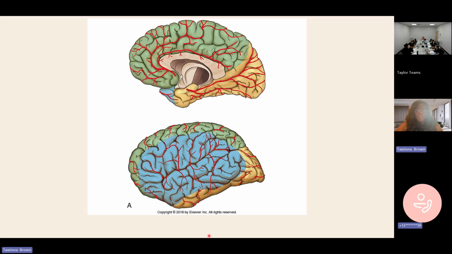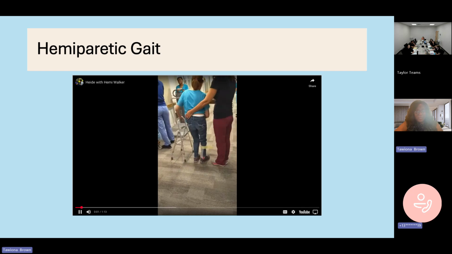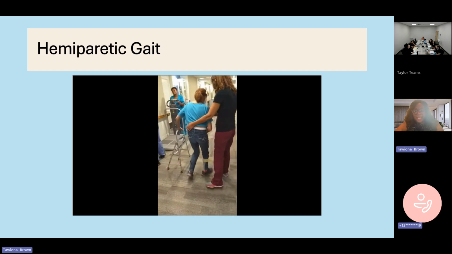Okay, so now what I want to do is, we know now that there is something that has happened with the person. And this is a hemiparetic gait, you guys.